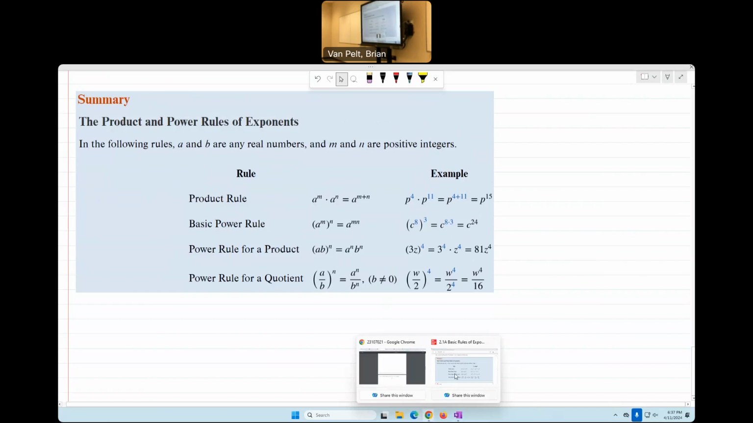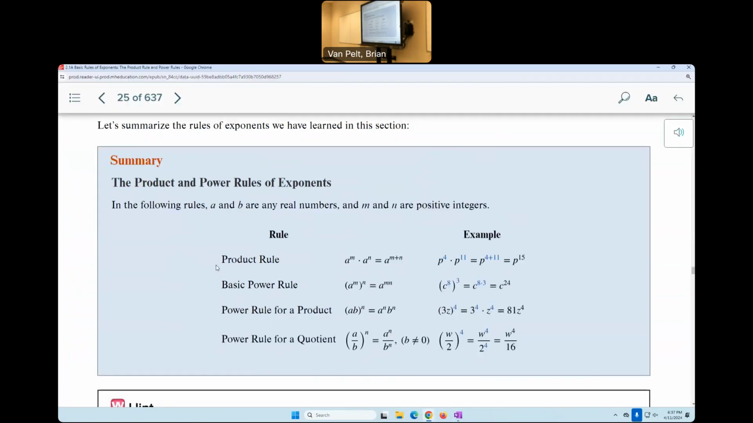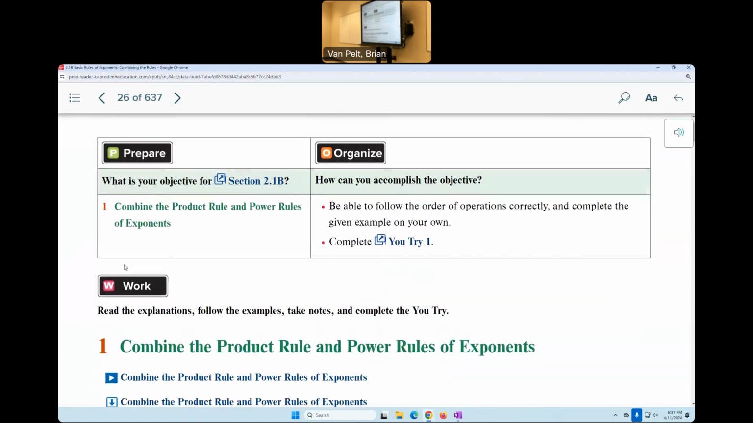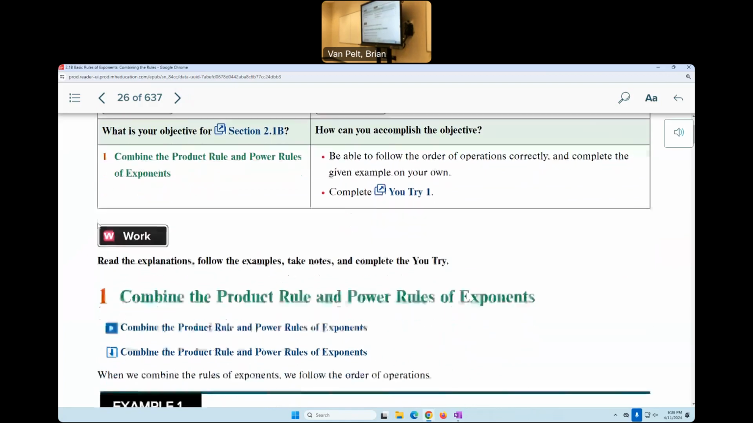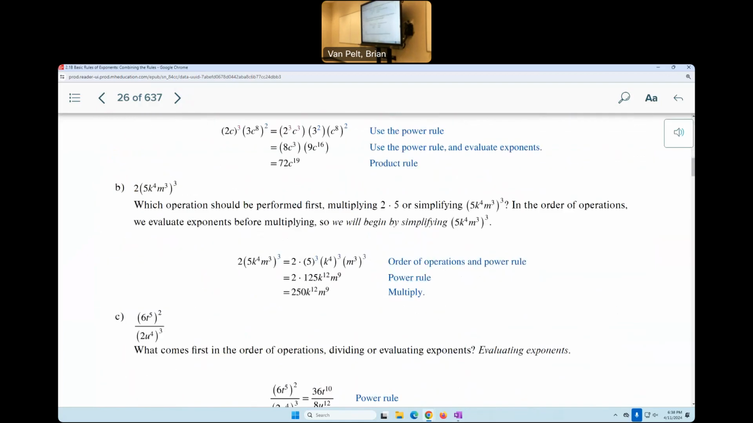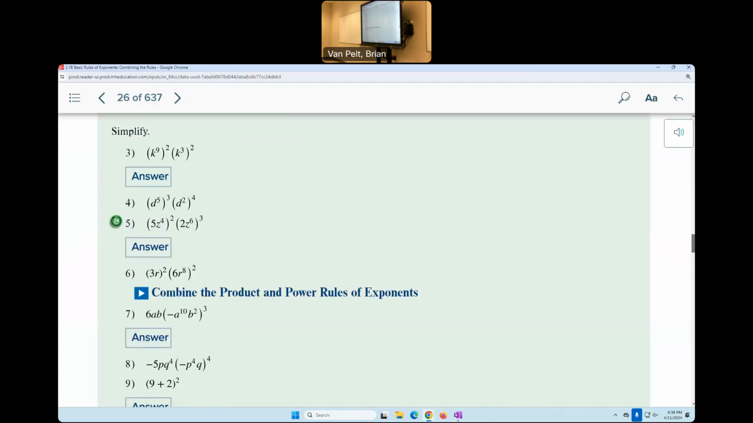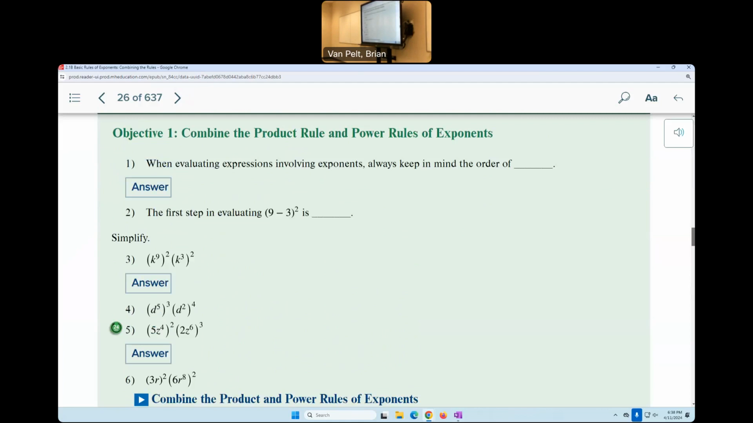Now, as usual, after the introductory stuff, we start doing things with them, which is what the second part of 2.1 is about. We're going to combine the product and power rules of exponents. So I'm going to pop down and I'll show you what I mean. I'm going to do some examples and then obviously put you on them as well.